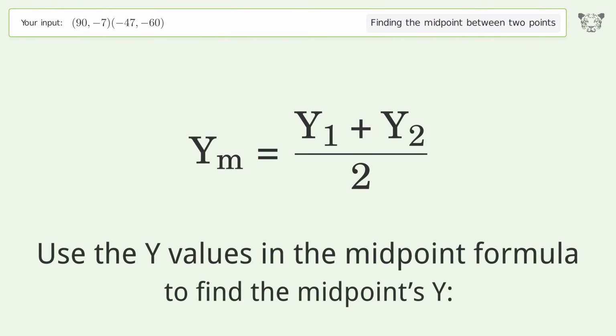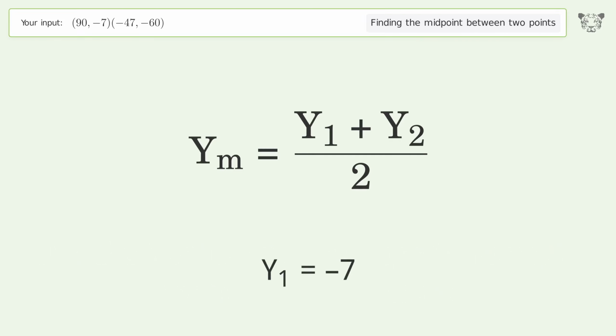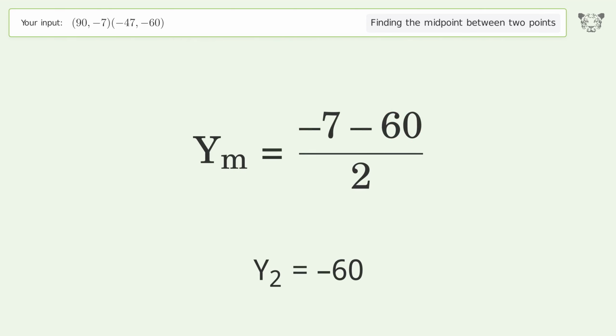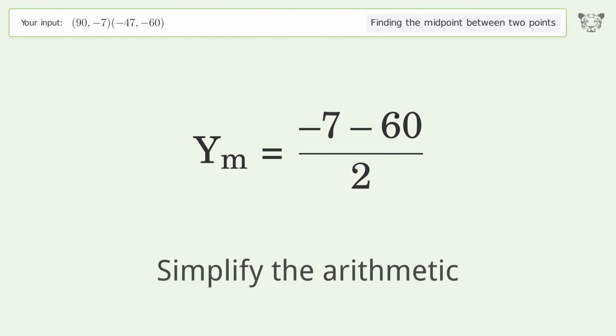Use the y values in the midpoint formula to find the midpoint's y. y1 equals negative 7. y2 equals negative 60. Simplify the arithmetic.